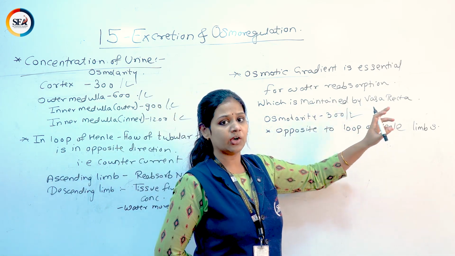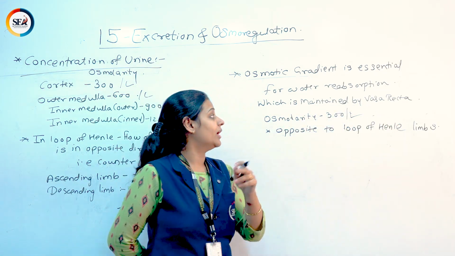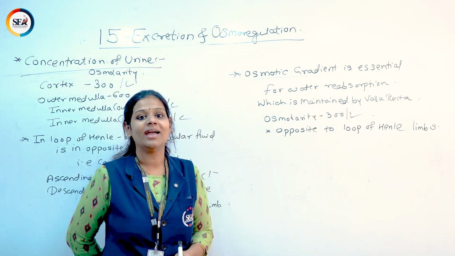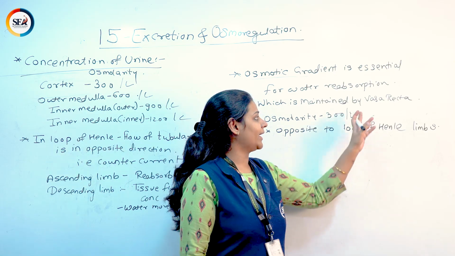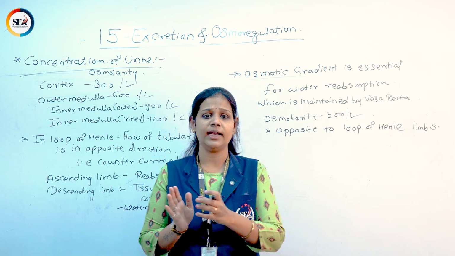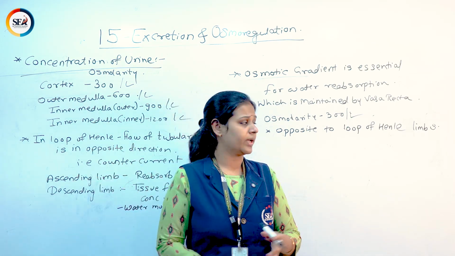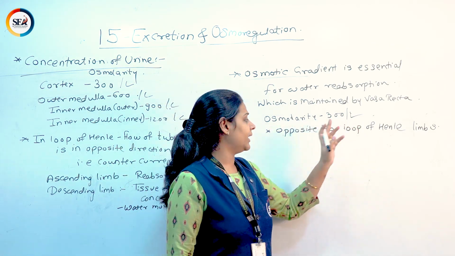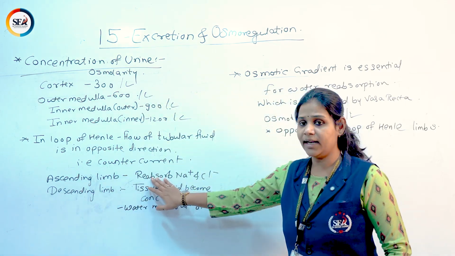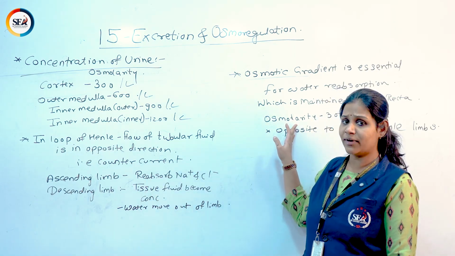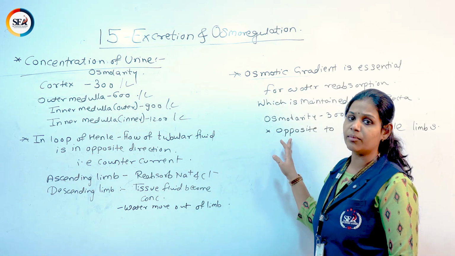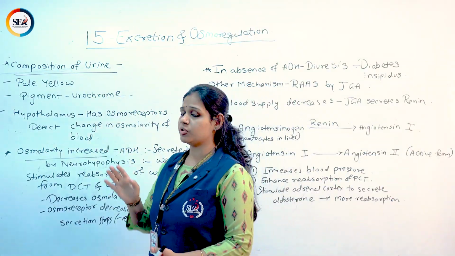That osmotic gradient is maintained by the vasa recta, because the osmotic gradient in the vasa recta is exactly opposite to that of the loop of Henle. Osmolarity is 300 per liter, which is opposite to the loop of Henle's limb, meaning the ascending limb is adjacent to the descending limb of the vasa recta, and the descending limb of the loop of Henle is adjacent to the ascending limb of the vasa recta. The next one is composition of urine.